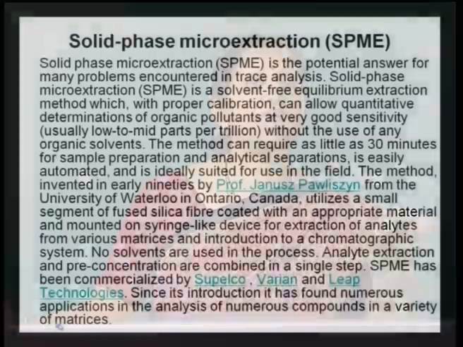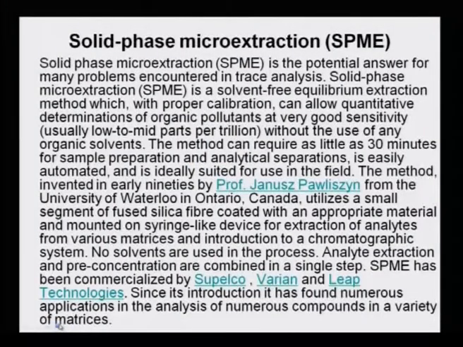We only commonly deal with ppm, parts per million, and here is a process which can actually extract parts per trillion even. The method can require as little as 30 minutes for sample preparation, and analytical separation is easily automated. It is ideally suited for use in the field. The method was first invented in the early 90s by Professor Janusz Pawliszyn from the University of Waterloo in Ontario, Canada.